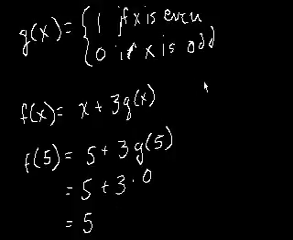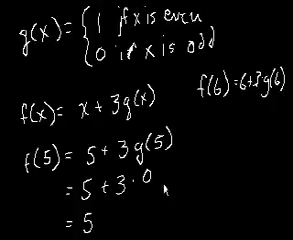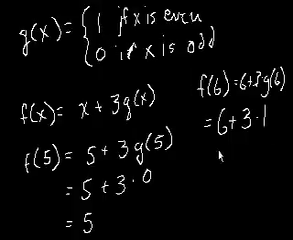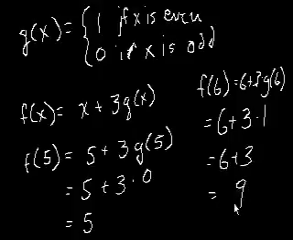Well, what would be f of 6? f of 6 would equal 6 plus 3 times g of 6, right? And once again, that equals 6 plus, well, this time g of 6 is, well, 6 is even, so 1. So g of 6 is equal to 1. So this equals 6 plus 3 times 1. So this equals 6 plus 3, which equals 9.